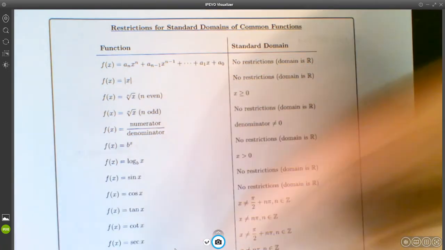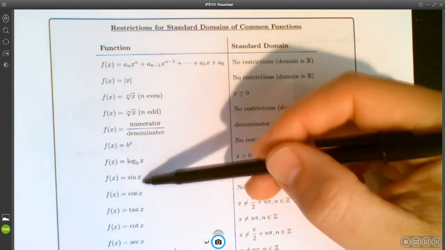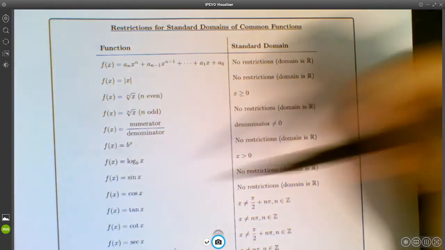And then you have your trig functions, right? Sine and cosine are defined for every real number, so their domain is all reals.